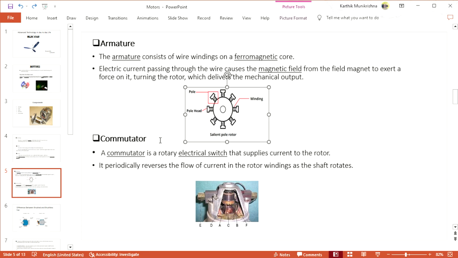Commutator. The commutator is a rotatory electrical switch that supplies the current to the rotor. And the main concept here is that it reverses the flow of current in the rotor windings. Because we are using alternating current, we have to convert it into DC. So this helps to convert AC into DC.